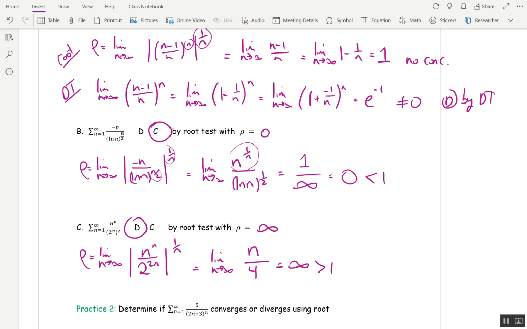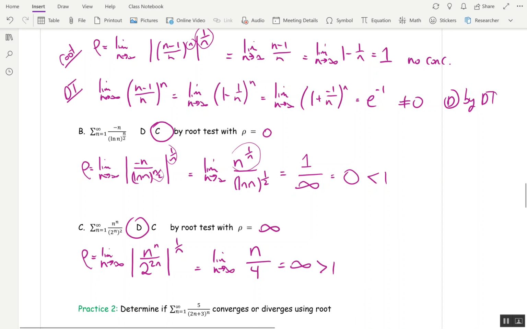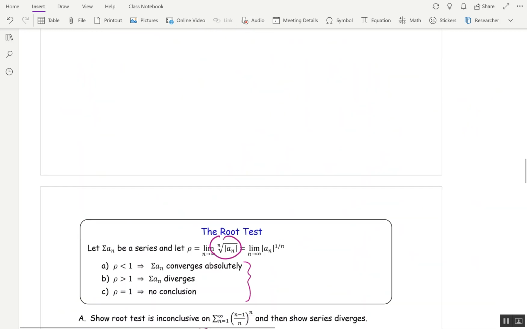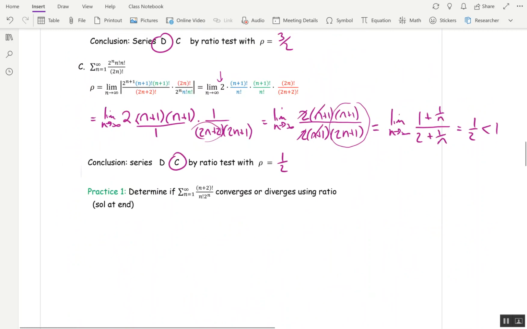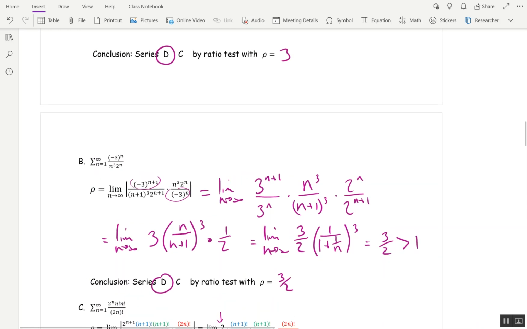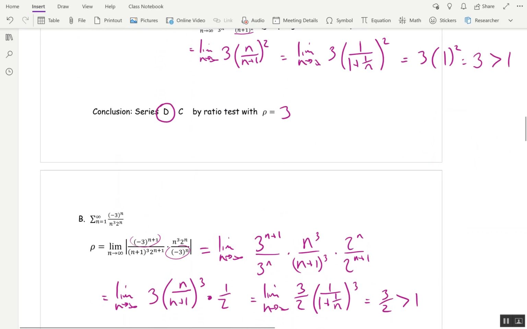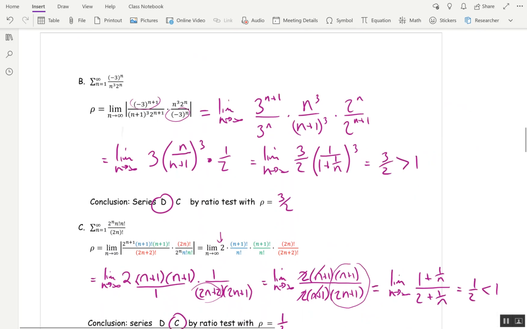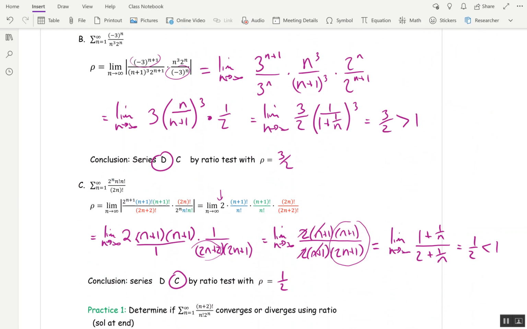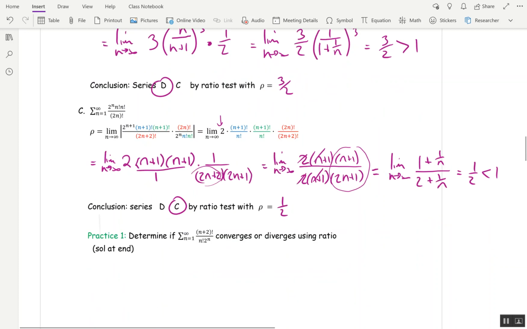All right, so the root and ratio tests are great. Given my choice, I would nine times out of 10 pick the ratio test. It comes in really handy, is much more versatile, and it's great whenever you have factorials. The reason why is factorials cancel so well when you're doing fractions. So if you see factorials, you should probably be thinking ratio.